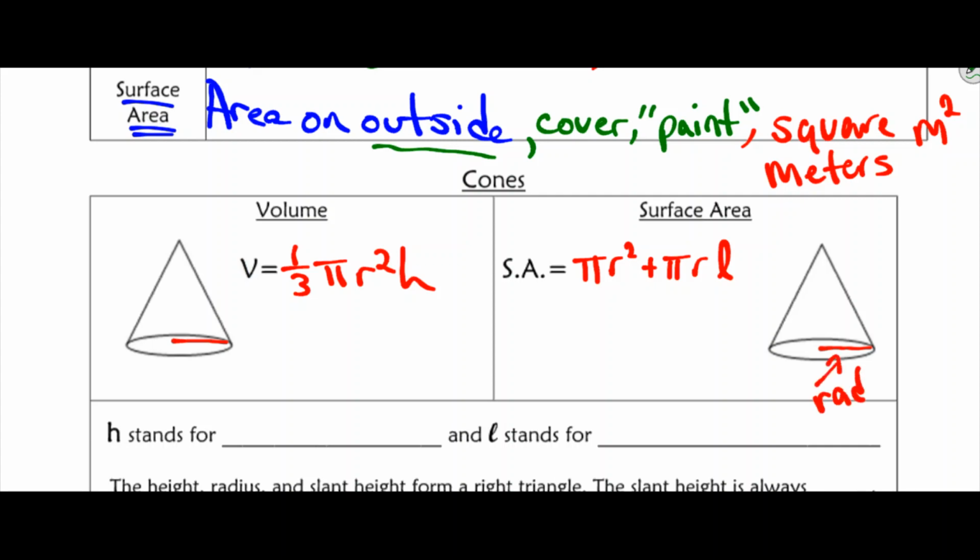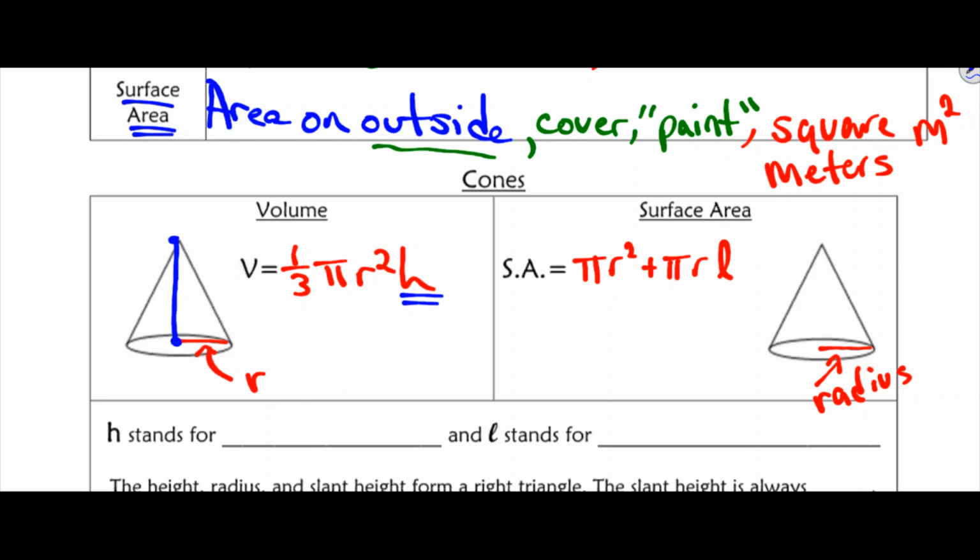That's the radius, r. The height is different from these two. This height goes straight up and down. This is on your formula sheet. You don't even really need to memorize this. It's directly on that formula sheet. It shows you that the height is going straight up and down from the peak down to the middle of the circle.